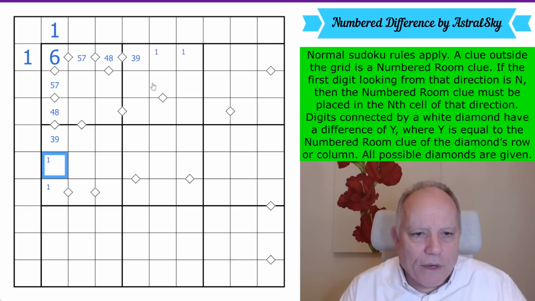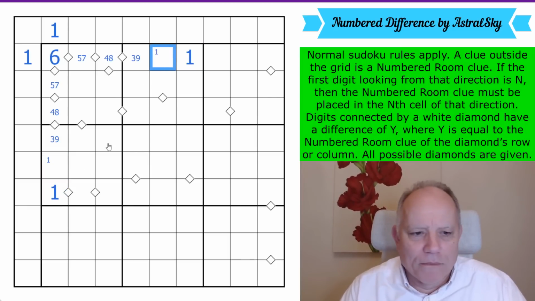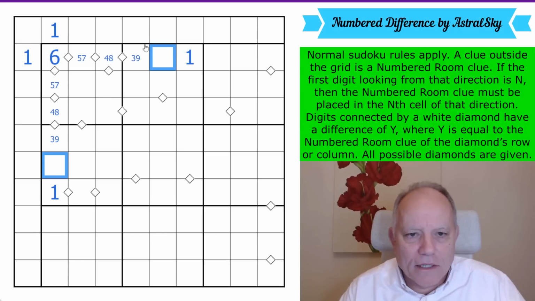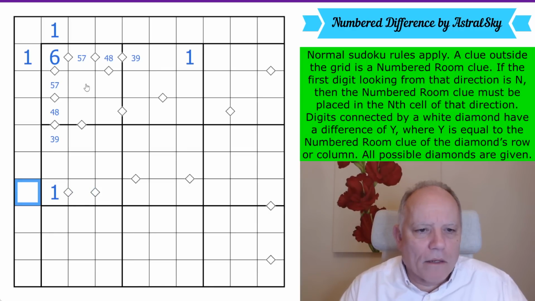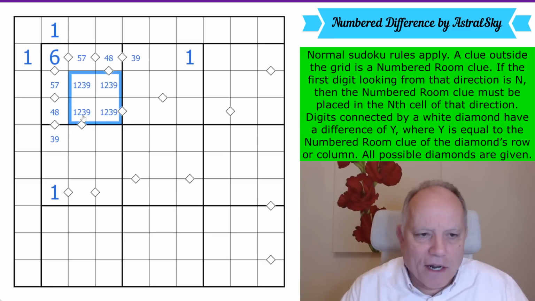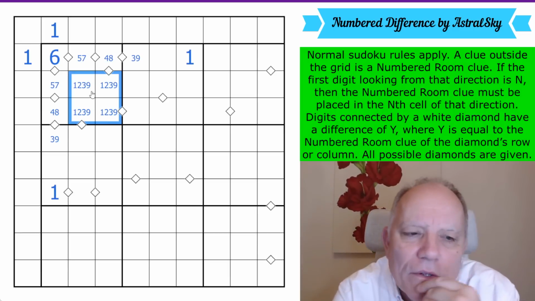Now, what do I... Oh, yes, I get to place the ones by the numbered rooms rule. I find the numbered rooms rule very hard to work with, but there we go. We've got ones in place. Now, we do have this thing. But we've also got 1, 2, 3, and 9 to place in box 1. And we've got some more diamonds. What can we do with those?